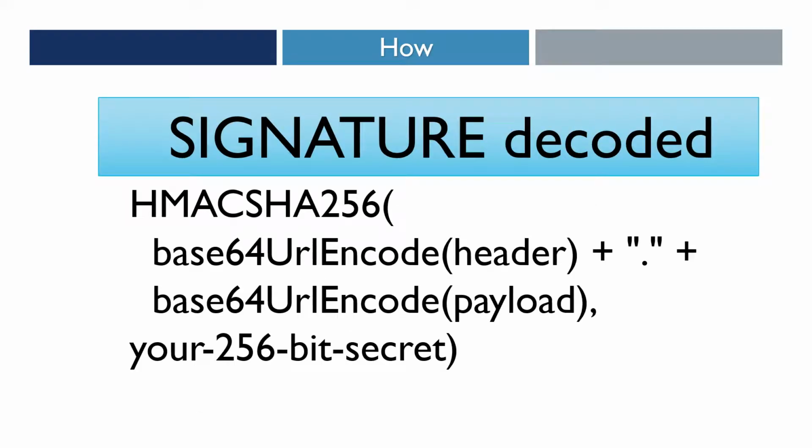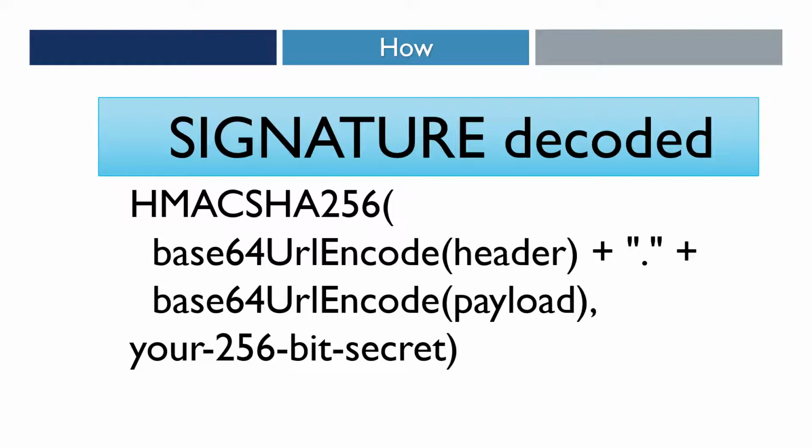The signature part must be signed with the encoded header, the encoded payload, a secret, and the algorithm specified in the header. The signature is used to verify that the sender of the JWT is who it says it is and to ensure that the message was not changed along the way.